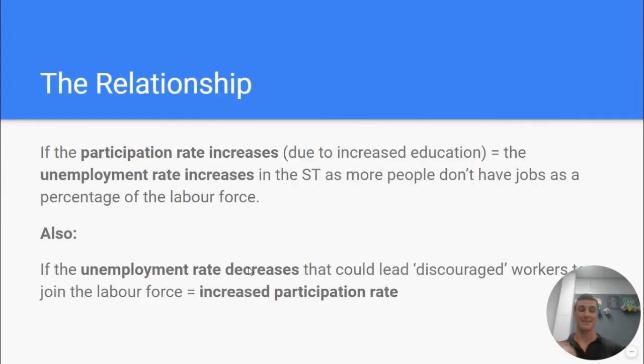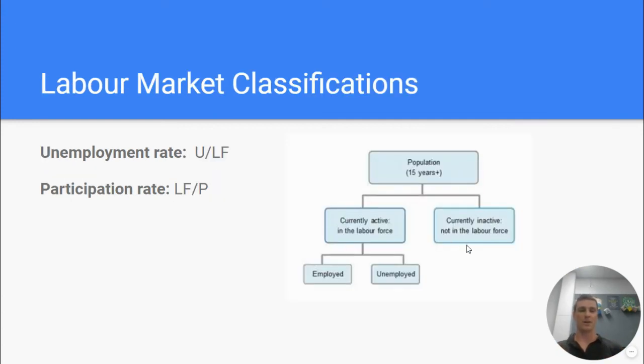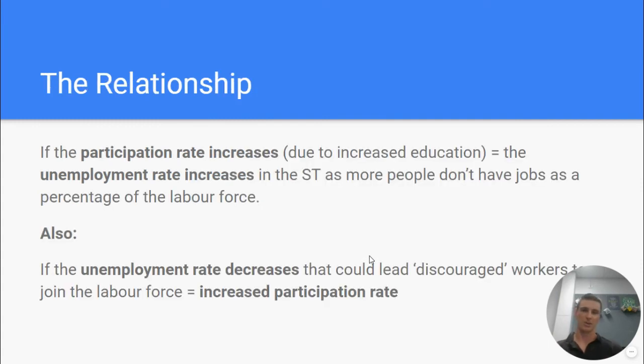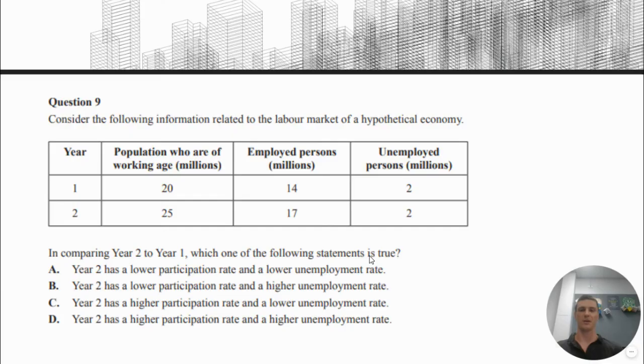Okay, but it could also go the other way. If the unemployment rate decreases, the labour market tightens and it becomes a better job market. People who have been discouraged over here from looking for a job, who are hidden, often rejoin the labour force and therefore increase the participation rate. So a couple little relationship things there for you to think of.